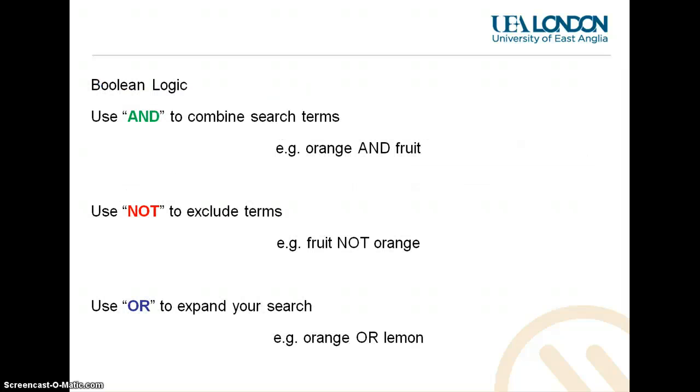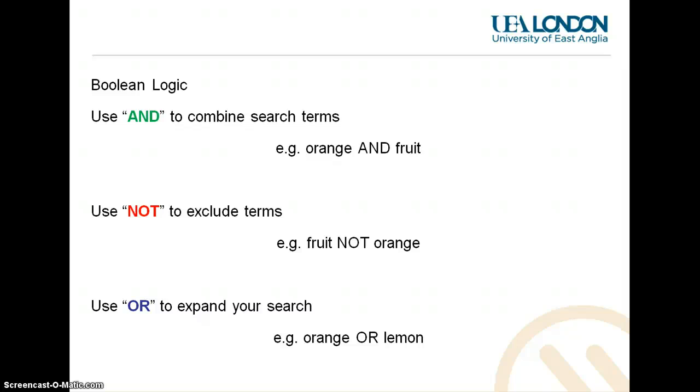Most databases and search engines allow the use of Boolean logic. This means using the terms and, or, and not to broaden your search, that means to increase results, or to narrow your search, to decrease results. If you have too many results, you can use the word and or not. For example, orange and fruit will give you results which include both words, so you should get results about the fruit orange but not the colour orange. Fruit not orange will give you results about all the different types of fruit but not oranges.